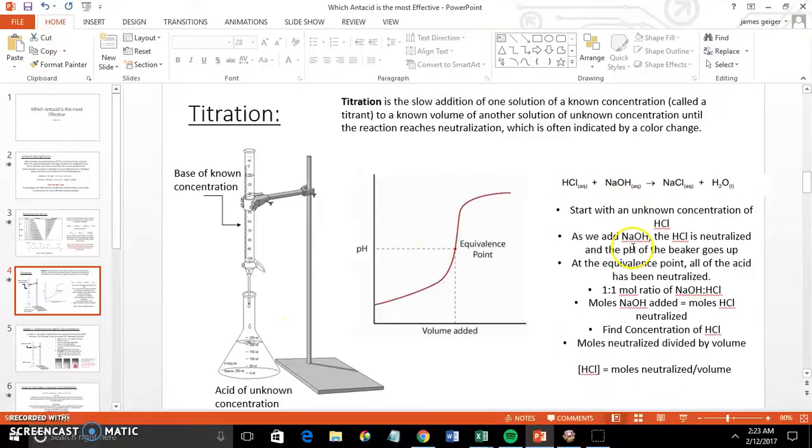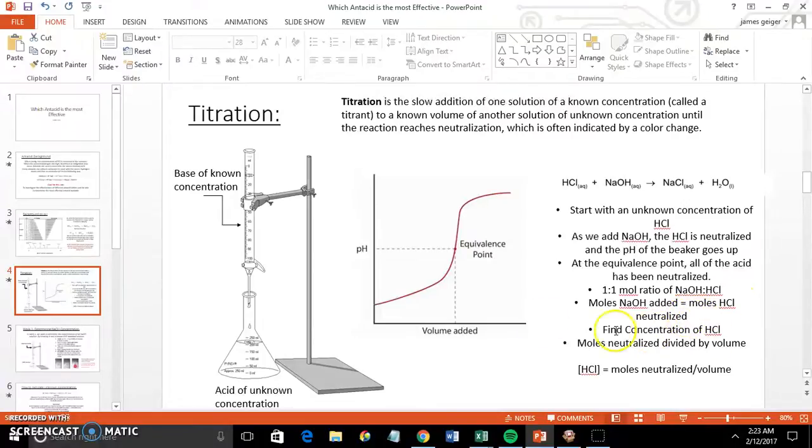So what we have right over here is just written out. We have HCl reacting with sodium hydroxide, forming this thing. We start with an unknown concentration of HCl in here. We don't know how much is in here. But as we add NaOH, the HCl is neutralized and the pH goes up. At the equivalence point, all of the acid has been neutralized. And here's the important part that we need to focus on. It's a 1-to-1 mole ratio, and it's all the moles of NaOH that we added. Remember, we know the concentration of this, and we know how much volume we added. We can get the moles. The moles of NaOH added equals the moles of HCl neutralized.